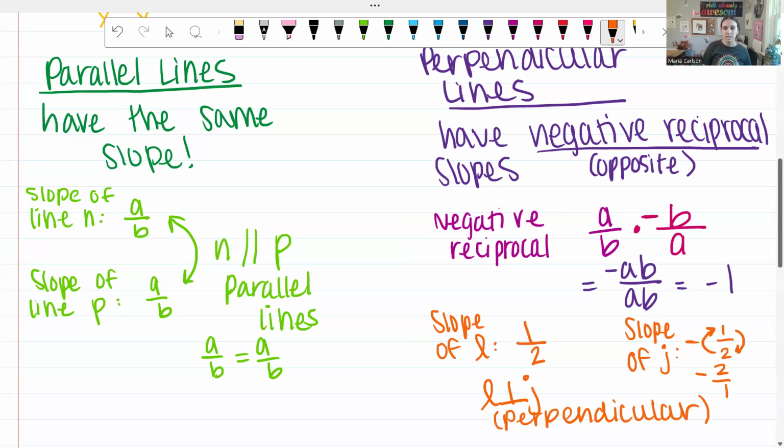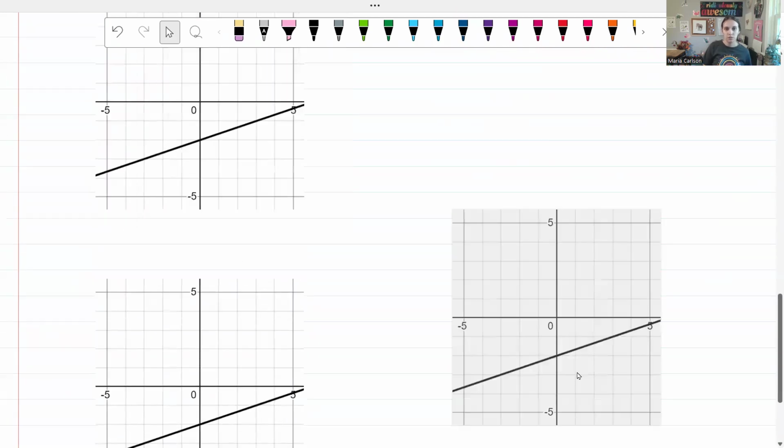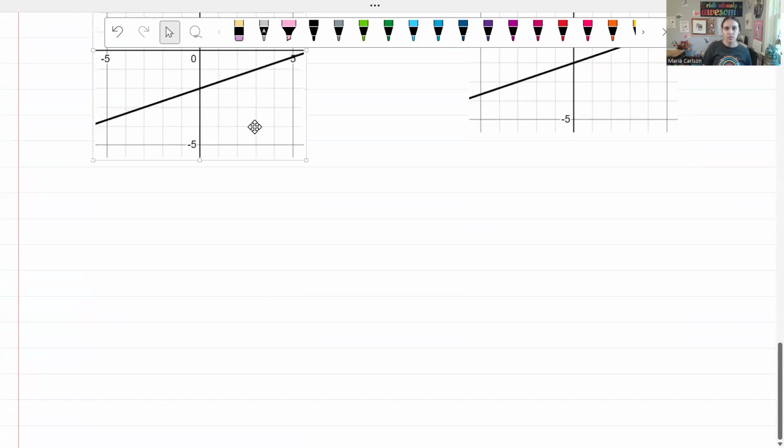All right, let's look at some examples. This is not going to be our first example. These are coming in later. Let's just move these down for a second.